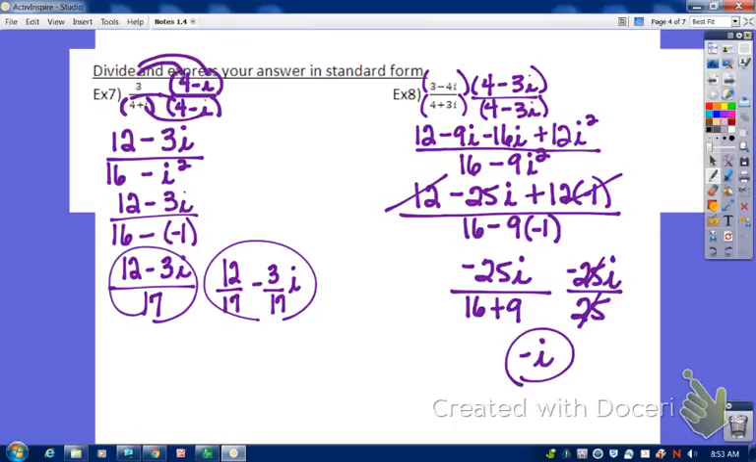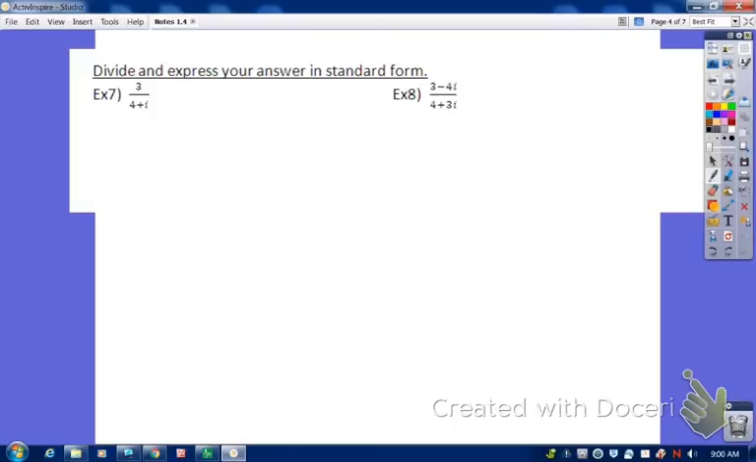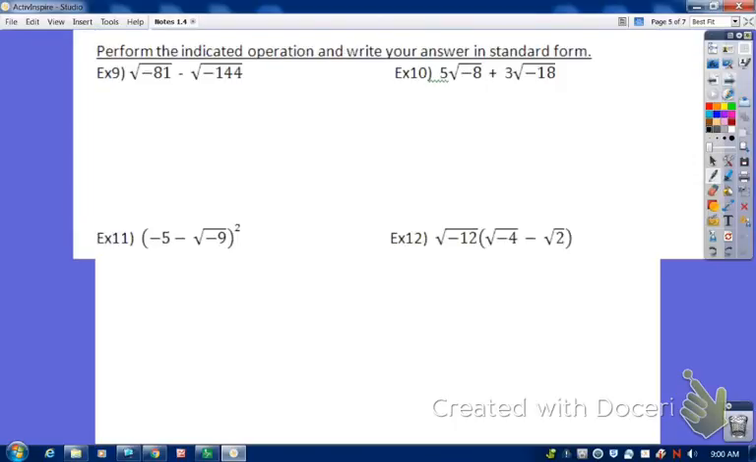That's probably the hardest part of this section, is doing something like example 8. All right. Moving right along. The next set of directions say perform the indicated operation and write your answer in standard form.